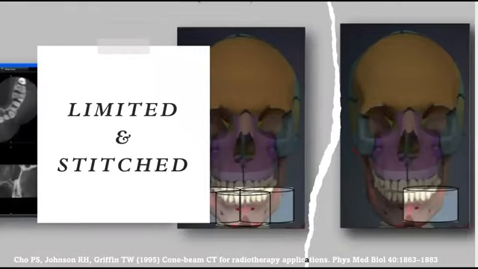And there is something called the limited and stitched field of view. This is a type of focused exposure onto a specific region, such as an individual tooth or multiple teeth, which are then digitally stitched to generate a wider image. And this field of view is useful in endodontic assessment and evaluation of multiple canals and complex root morphology.